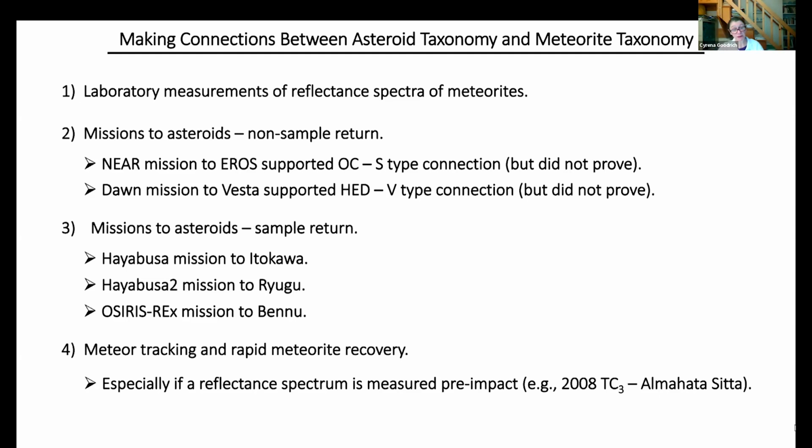A fourth method that we have is meteor tracking and rapid meteorite recovery. And this is especially useful if a reflectance spectrum of the meteor or the asteroid is measured pre-impact. There has been so far only one case in which that actually happened. That is the asteroid 2008 TC3 and the meteorite that was recovered from it, Almahata Sitta. But many improvements and advancements are being made in this field all the time, and we're going to be hearing about some of them today.